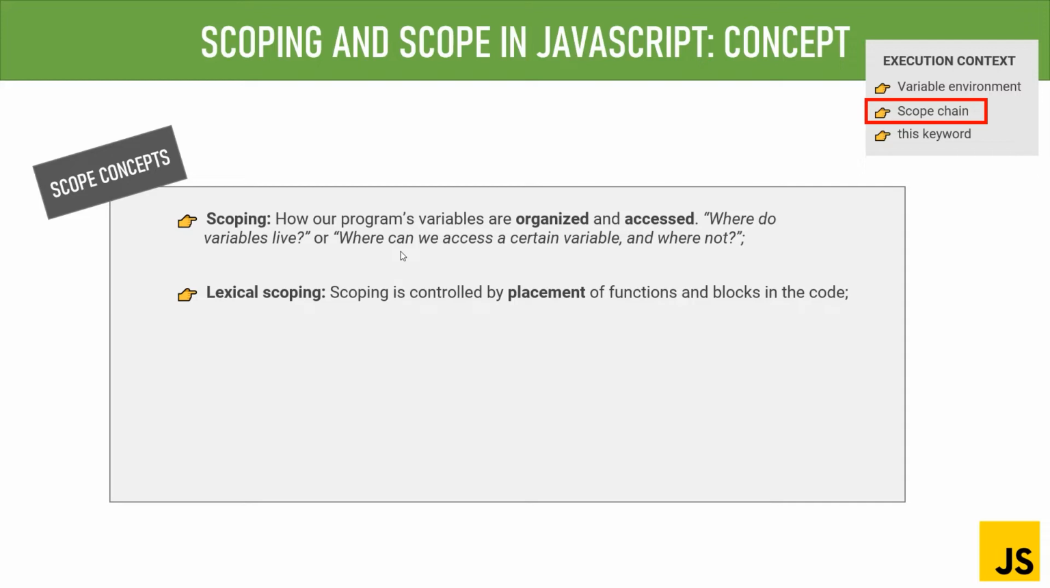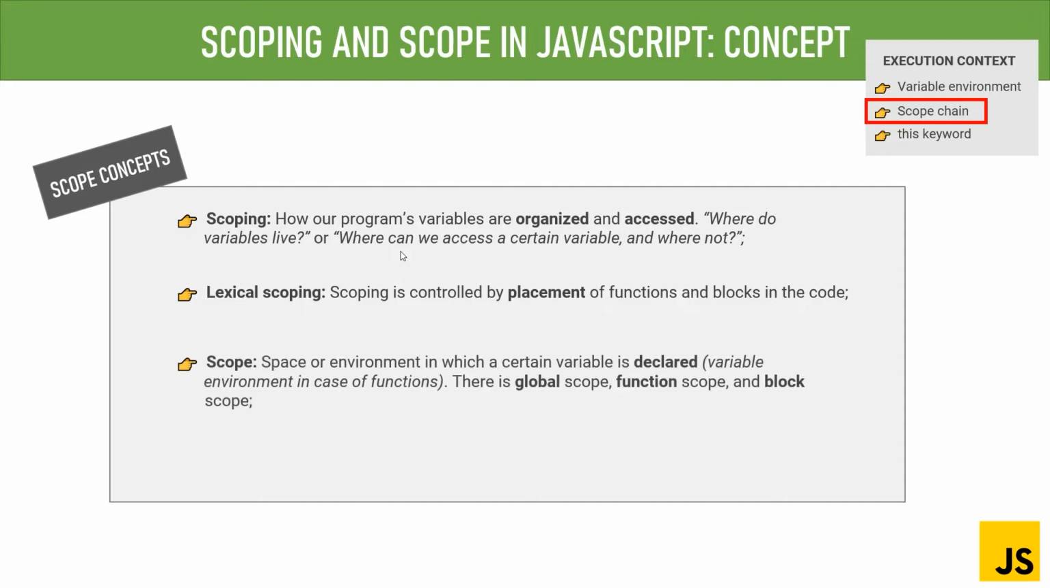Okay, and now about scope itself. Scope is the space or environment in which a certain variable is declared. Simple as that. And in the case of functions, that's essentially the variable environment which is stored in the function execution context. So if now you are asking yourself, what's the difference between scope and variable environment? Then the answer is that for the case of functions, it is basically the same.